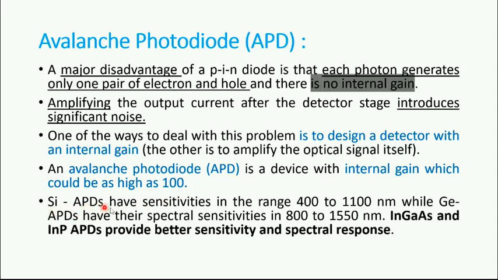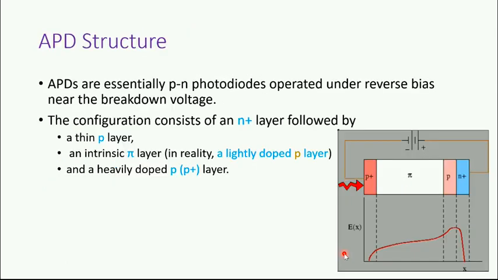So this is some fact. Silicon APDs have sensitivity in the visible region as well as the IR region, that is the first window, up to 1100 nanometers, while germanium photodiodes cover 800 to 1550. But as we discussed earlier, indium gallium arsenide and indium phosphide APDs provide better sensitivity and spectral response. Okay. So the APD structure is very, very important.